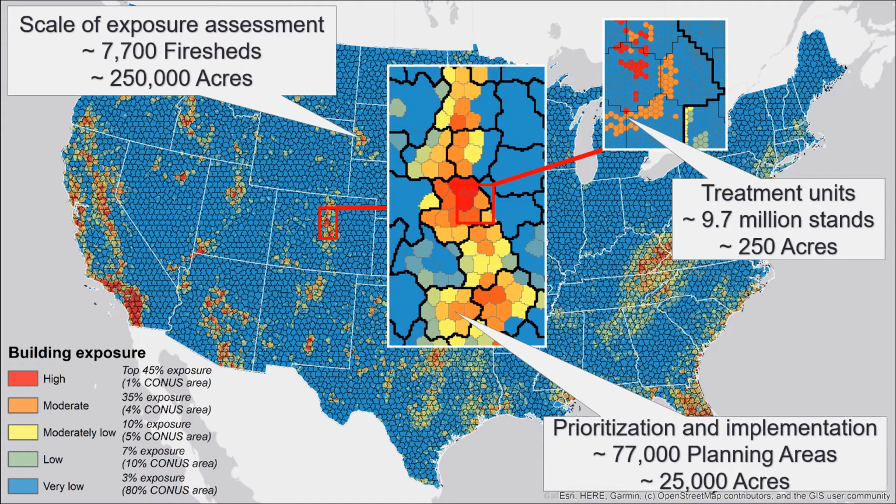And then finally, the finest scale, what we call stands or treatment units. At this level, we have refined exposure data. We have information on things like whether it's forest, shrub, or grassland, the ownership, whether or not it can be managed. For example, if it's wilderness, we can't do any forest management activities, that sort of thing.